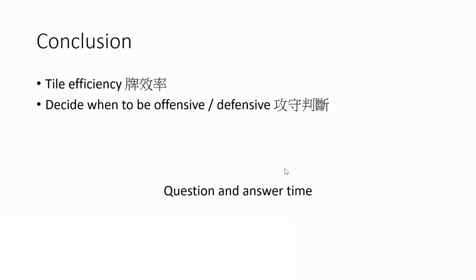So to conclude this presentation, basically we have introduced two concepts. The first one is time efficiency, and the second one is deciding when we should be offensive and when we should be defensive. Okay, so bear in mind that these two concepts are very important to help you judge which tile to discard and which action you should take. In particular, whether you should chow or pong or gong. Okay, and whether you should be discarding some dangerous tiles or whether you should be playing safe. Okay. So these are basically what I would like to share with you guys in this presentation.